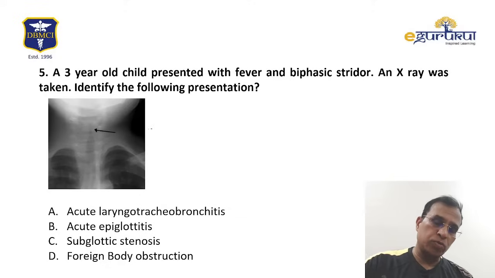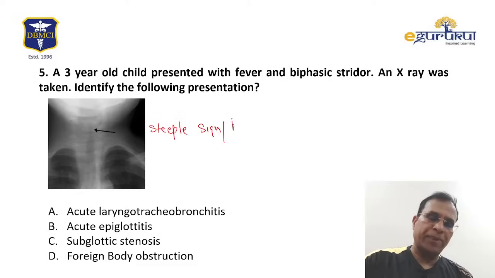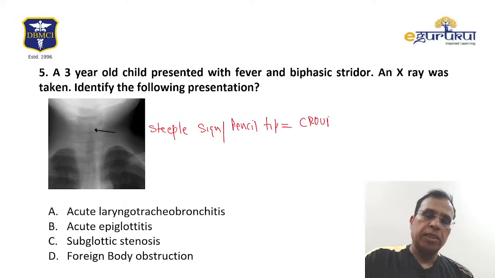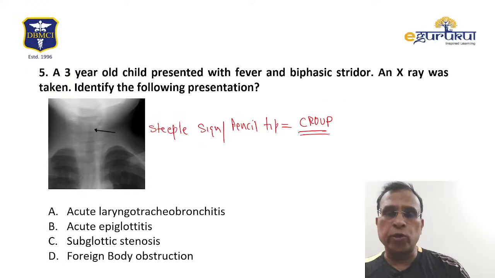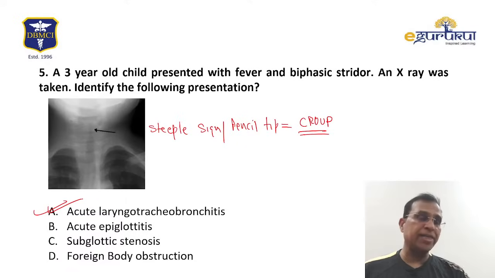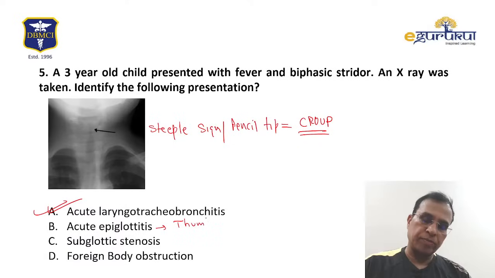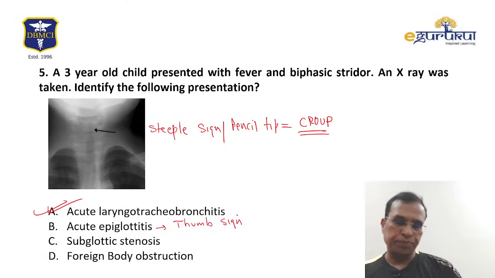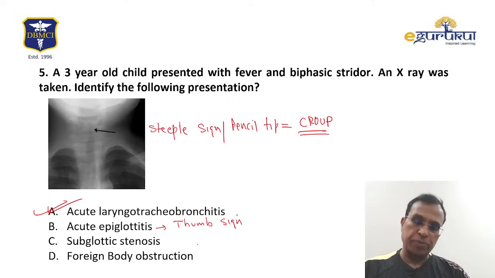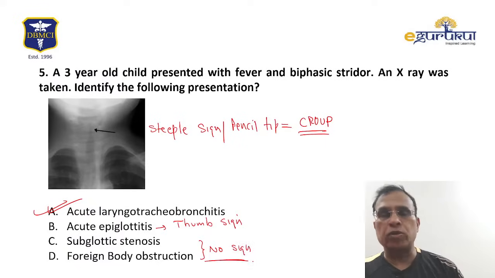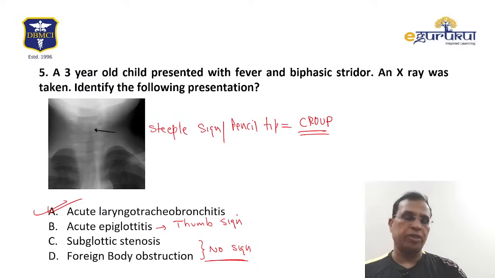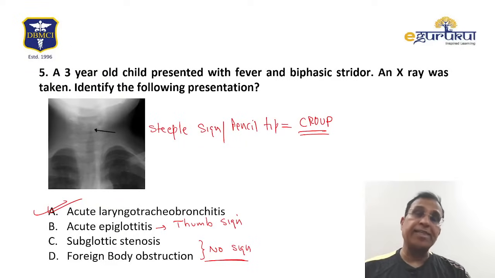The condition is steeple sign. The X-ray is showing steeple sign, also called pencil tip sign. It is seen in croup, and croup is also called acute laryngotracheobronchitis. So A is the correct answer in this case. In epiglottitis, there is thumb sign. We all know this. Thumb sign is another very popular MCQ they ask you. In subglottic stenosis and foreign body obstruction, there are no signs of a particular type. There is no particular sign in these 2 cases, but in the first 2 there are very important signs. So A is the correct answer.